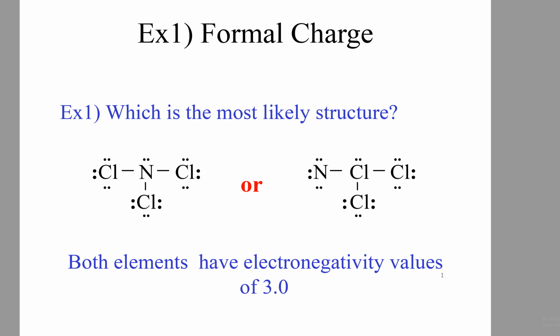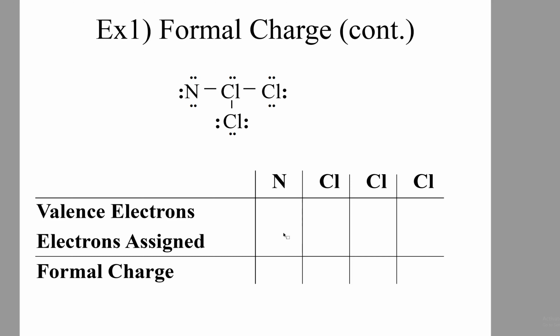Alright, so let's go ahead and get started. The question here is, which one is the most likely structure? ClNCl or NClCl. And in both cases, they both have electronegative values of 3.0. So the big question that usually comes up is, which one do we put in the middle?